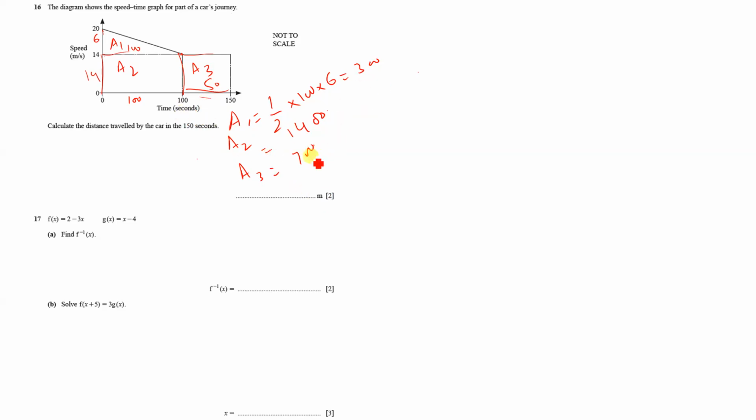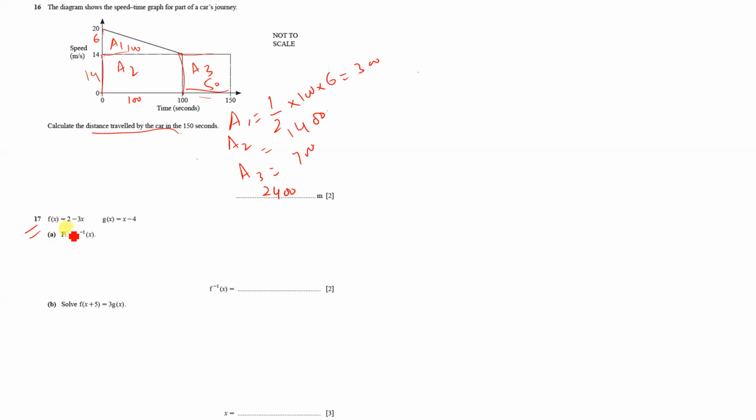Now add all these in order to find the total distance traveled by the car, and this is equal to 1400 plus 700 is 2100. 2100 plus 300 is 2400 meters.